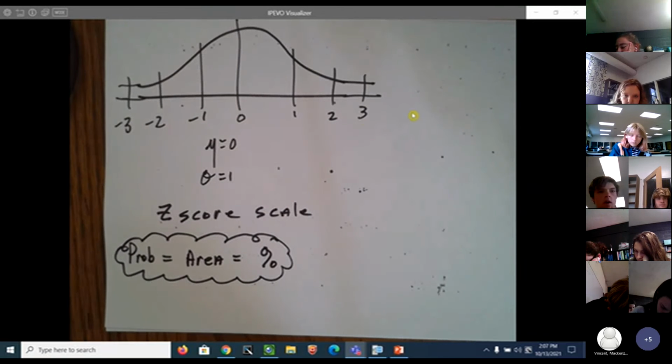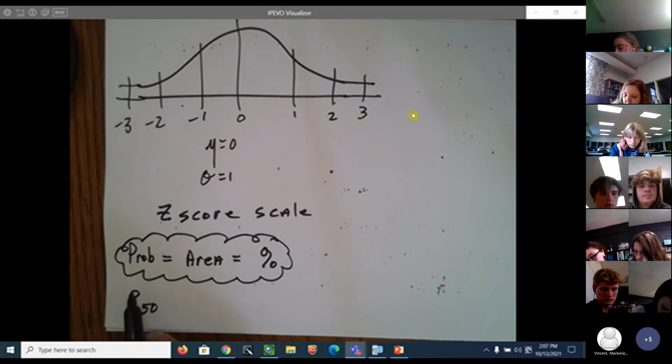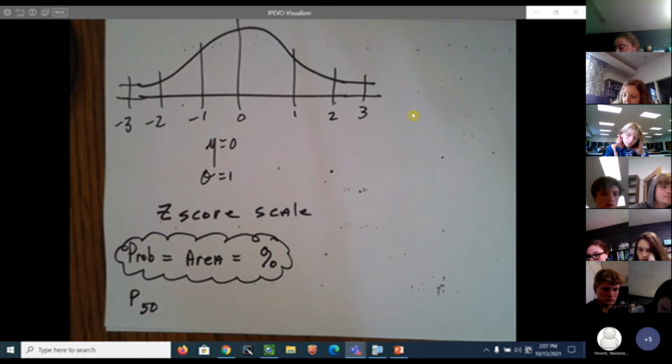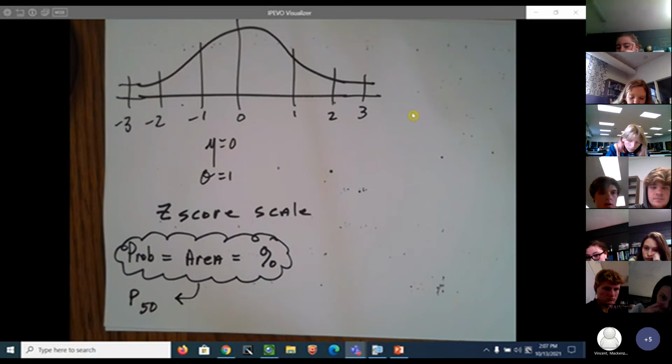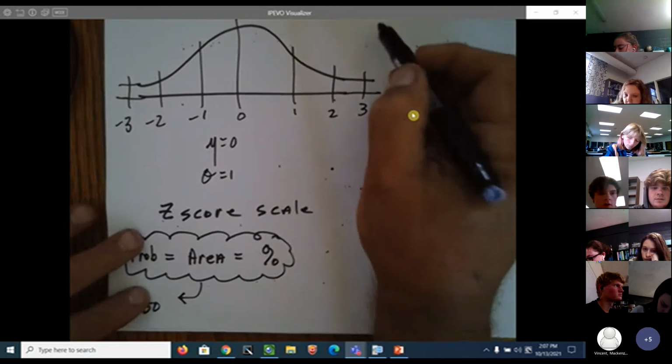So if I give you a question and I ask for the 50th percentile, that means the area is equal to 0.5000. The area, the percentile, the probability, they're all the same. So I just want you to be aware of that, but most of y'all probably already know that anyway.